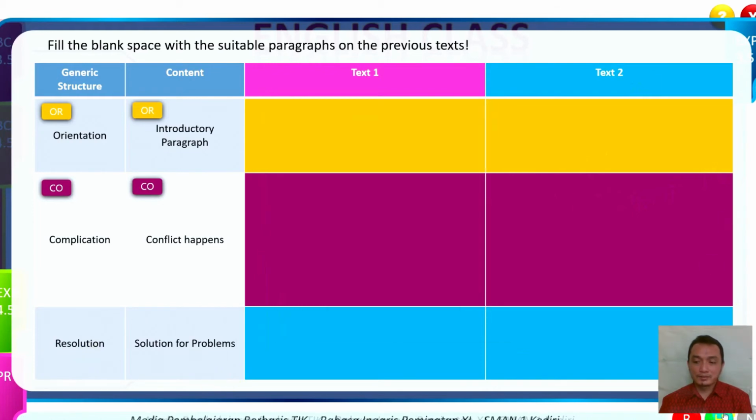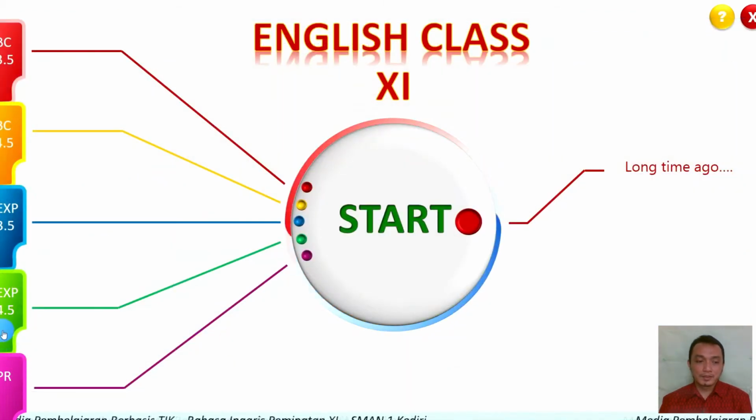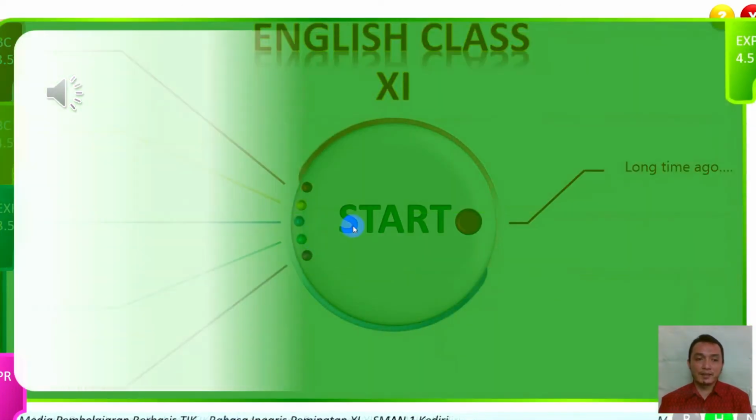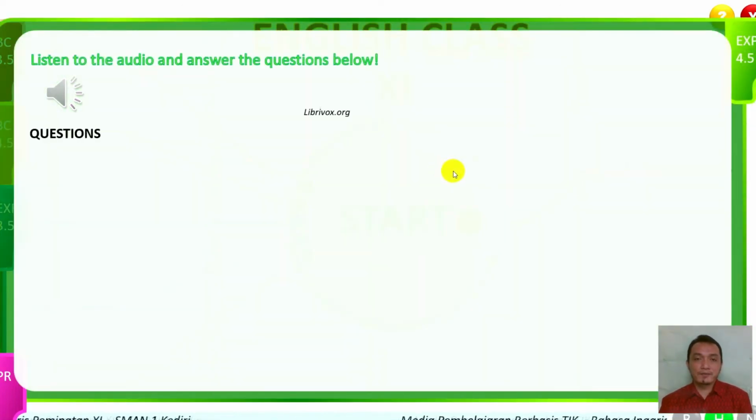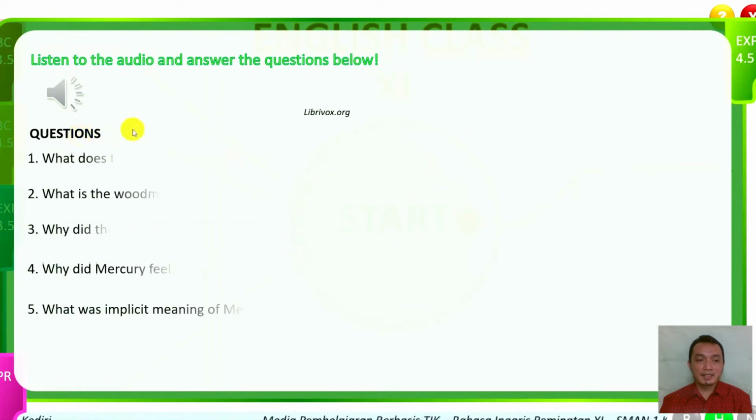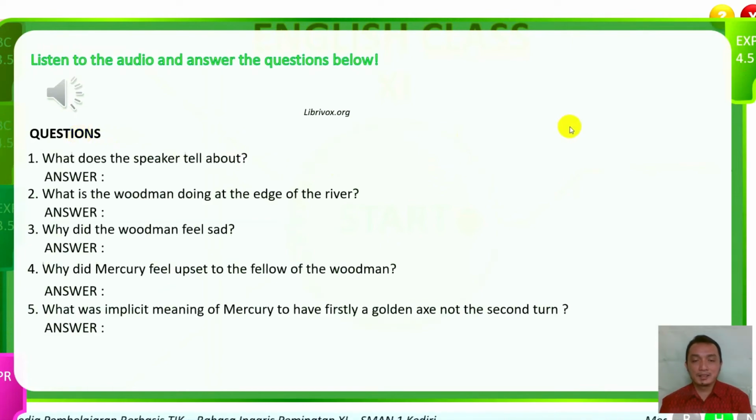Now we go to 4.5. In this 4.5, I give you a short audio, and you should pay attention. And I give you 5 questions here, and then you answer these questions by listening to the audio I give you here. Now I play, and then you answer the questions. This is the second assessment.